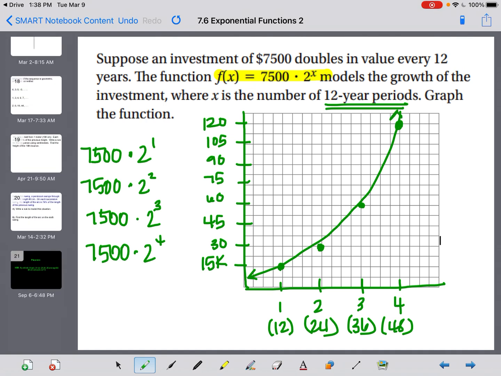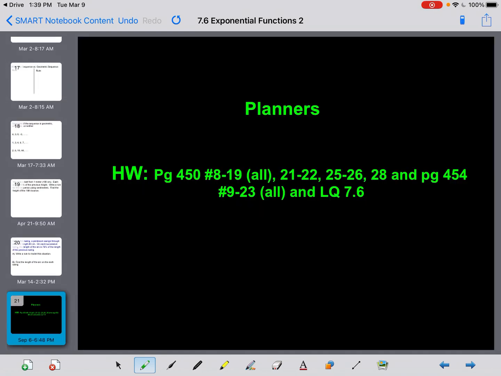All right, that is the end of part 1. So with that, you should be able to complete page 450, the whole page. So 8 through 19, 21, 22, 25, 26, 28, and you should be able to do the lesson quiz.